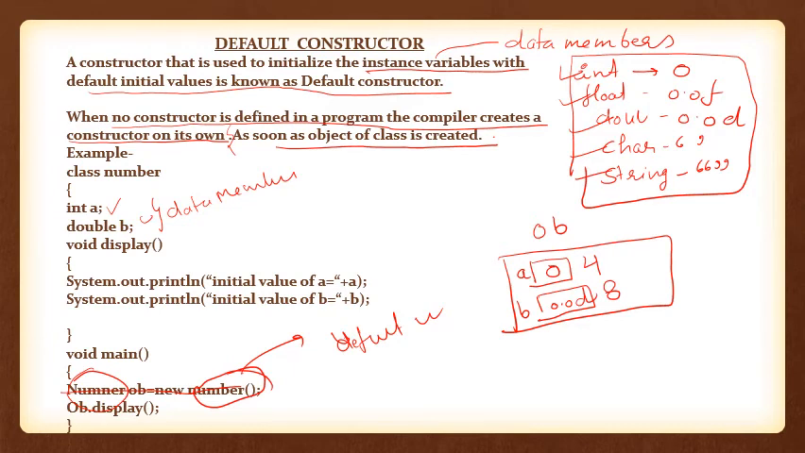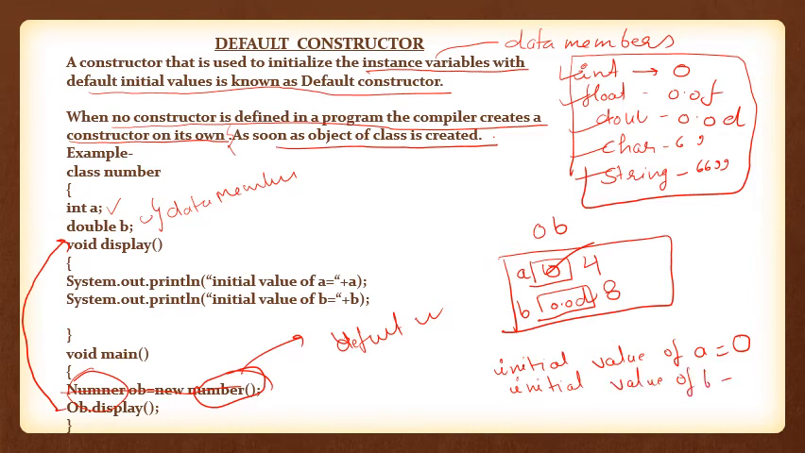So when you call the function ob.display, the control moves to the function definition and it will give what? It will give the output initial value of A equals to, so what is the initial value of A? 0. Value stored at A is what? 0. Then it will give what? Initial value of B. That is plus B, meaning the value stored at B. So value stored at B is what? 0.0d. So that is the output of the program.